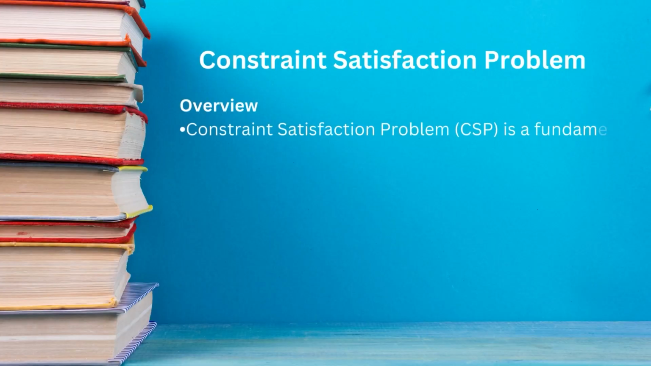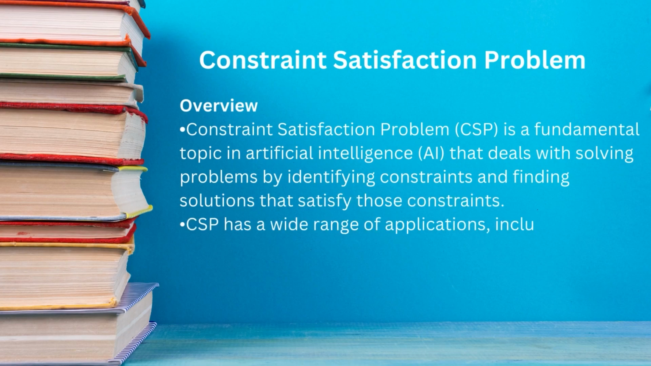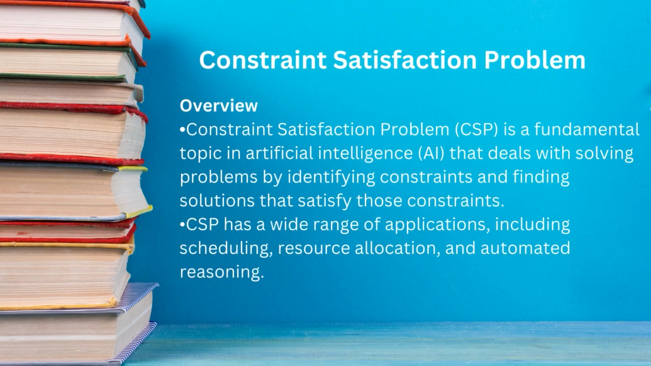So, here is the overview of the constraint satisfaction problem. Constraint satisfaction problem or CSP is a fundamental topic in artificial intelligence that deals with solving problems by identifying constraints and finding solutions that satisfy those constraints. CSP has a wide range of applications including scheduling, resource allocation and automated reasoning. So, let us start with the introduction.